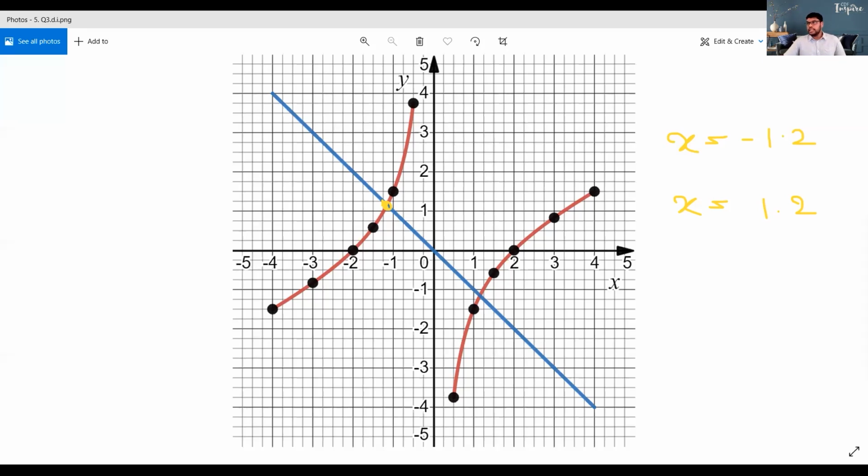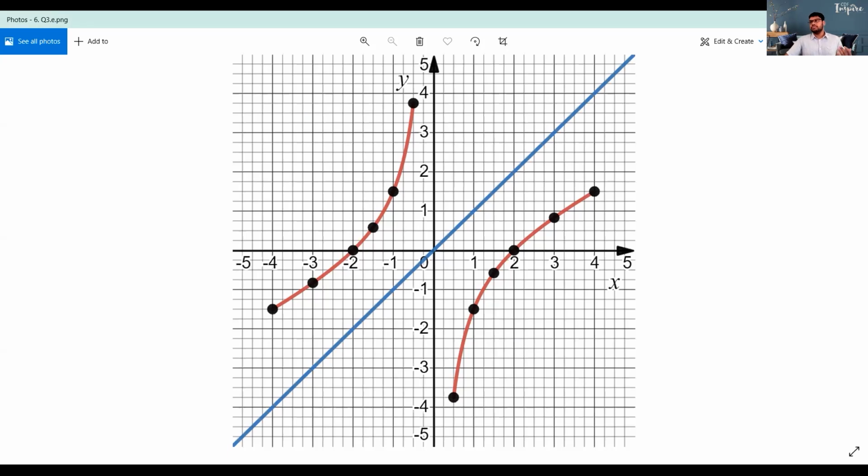And for the final part, it says write down the equation of a straight line which passes through the origin and does not intersect with the red graph. Children, you can draw a nice straight line that goes through the graph like this. I have chosen the straight line y equals x, the simplest straight line that you can draw. Y equals x does not intersect with this. You can have some other answers as well, as long as they don't intersect with this graph, you will be correct.